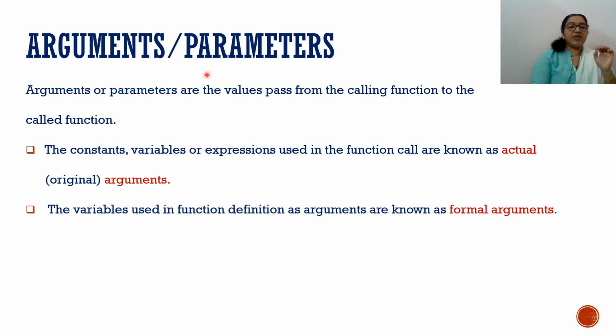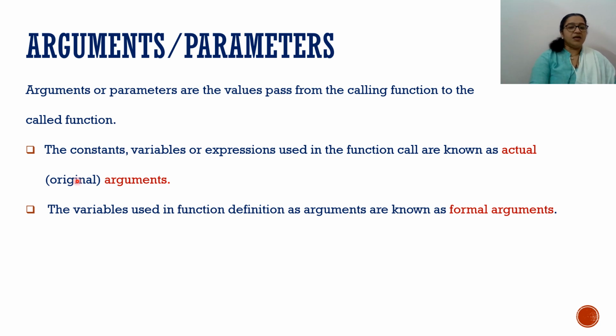So just we can recall what arguments or parameters are in detail. Arguments or parameters are the values passed from the calling function to the called function. That we already know, the values passing from the calling function to the called function. That is called arguments or parameters, right? But there are two different names for these arguments. So what are the names?